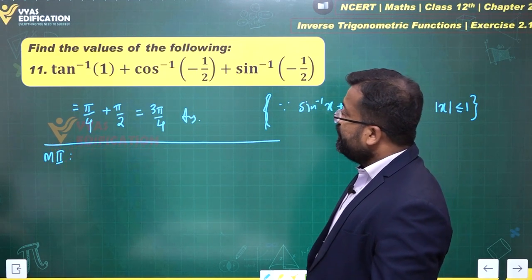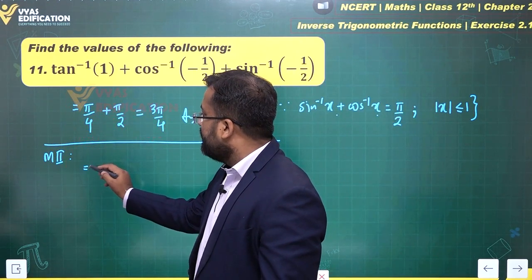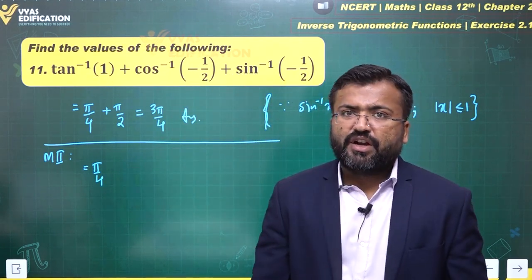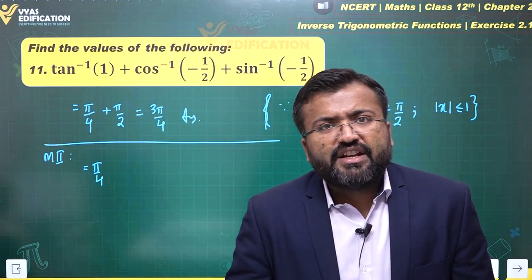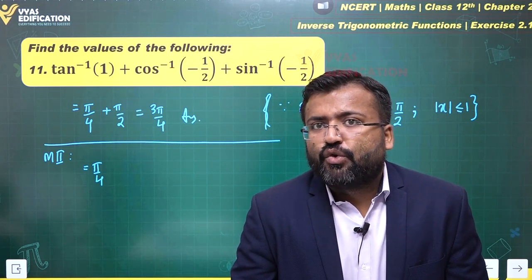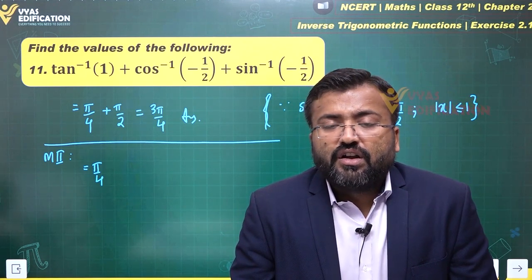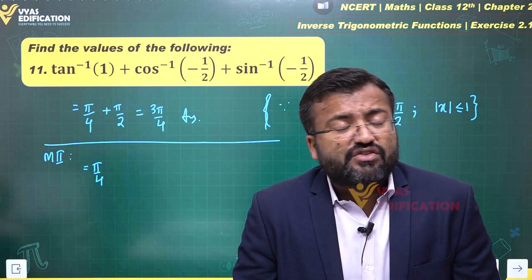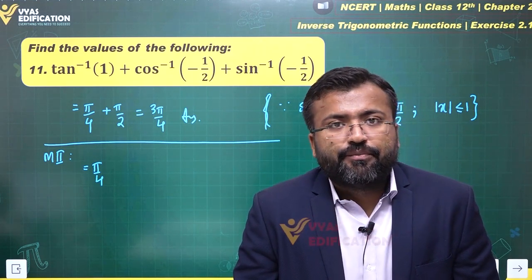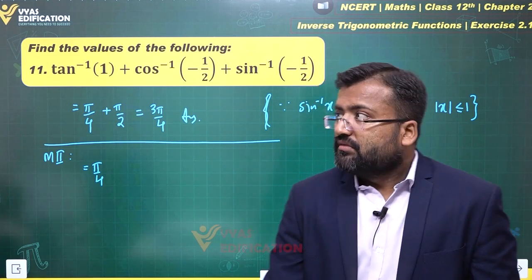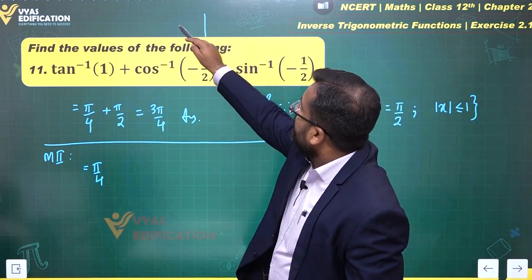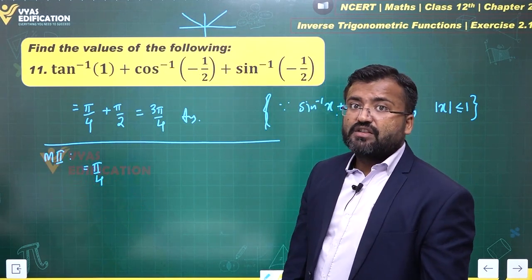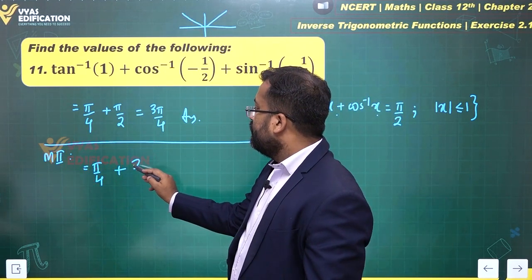Right. What does method 2 say? Method 2 says that tan inverse 1 will be pi by 4. That is simple. What about cos inverse minus 1 by 2? Now in case of minus 1 by 2, I'll be looking at the second quadrant. For 1 by 2, cos pi by 3 is 1 by 2. So since cos pi by 3 is 1 by 2, cos of pi minus pi by 3 will be minus 1 by 2, which is 2 pi by 3.